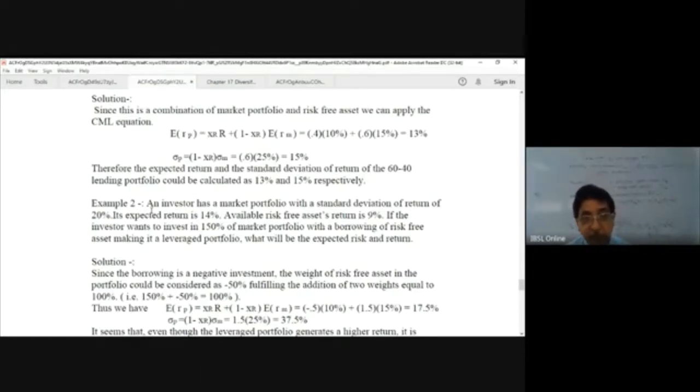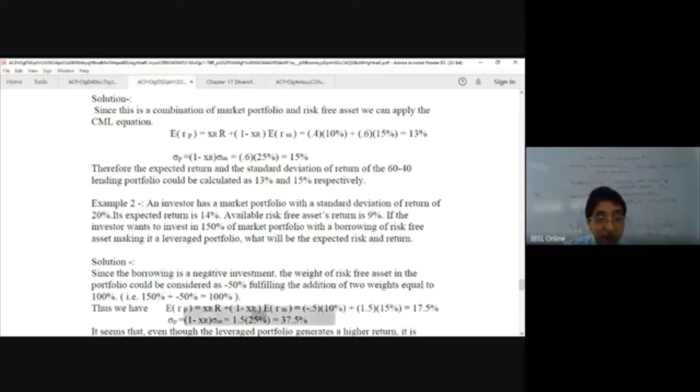An investor has a market portfolio with a standard deviation of return of 20%. Its expected return is 14%. So that means the market or the risky assets will give a return of 14% and a standard deviation of 20%. The available risk-free asset return is 9%. If the investor wants to invest in 150% of the market portfolio, how can it be done? In order to invest 150% in the market portfolio, he has to borrow 50% from the risk-free asset, making it a leverage portfolio. What will be the expected risk and return?